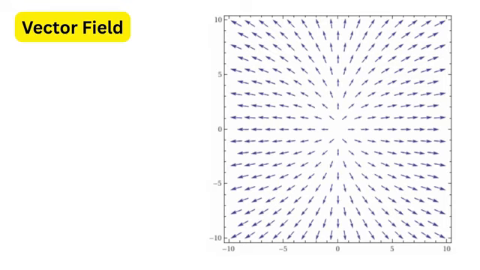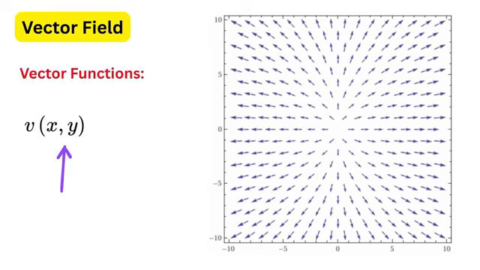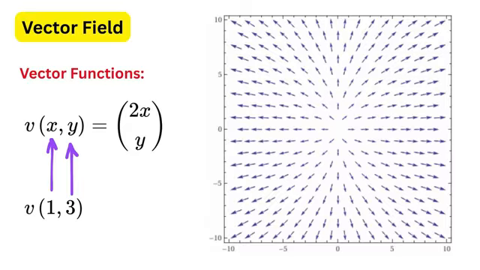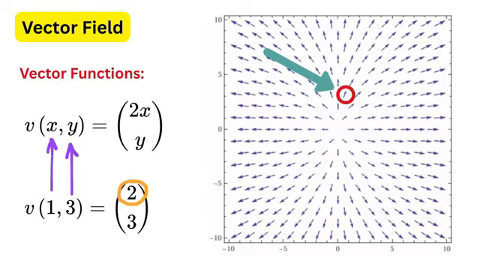Then, to describe vector fields mathematically, we use vector functions. A vector function takes coordinates as input and outputs a vector with components in different directions. For example, v(x, y) equals a column vector where the first entry is 2x and the second entry is y. If we evaluate this function at the point (1, 3), the output is a vector telling you to move 2 units to the right and 3 units up.